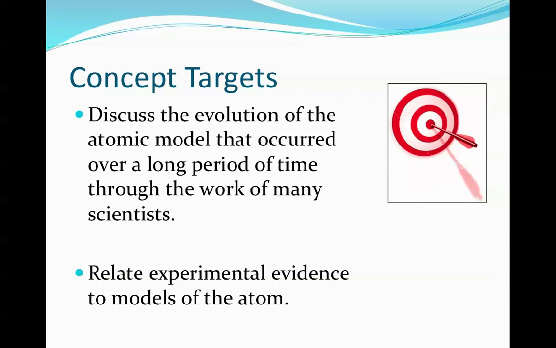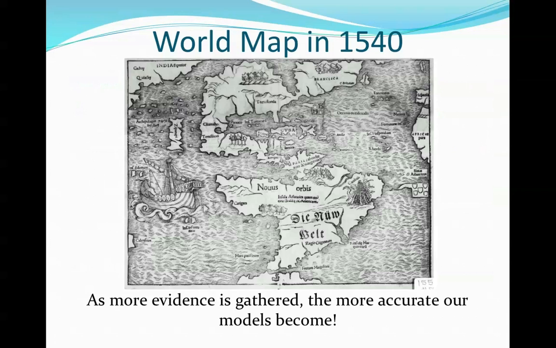Students should also be able to relate experimental evidence to the different models of the atom. So one thing I like to always show students is the world map in 1540. We know what the world looks like now, but this progressed as evidence was gathered through voyages, and even eventually when we got into outer space and could actually get pictures of what the Earth looked like as well. So as more evidence is gathered, the more accurate our models become.